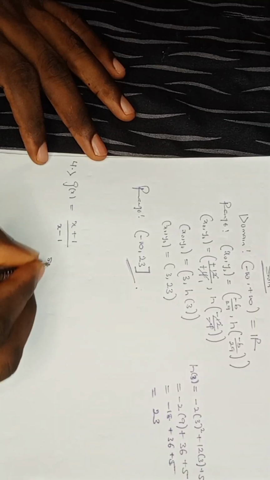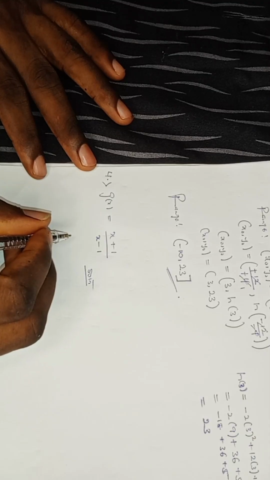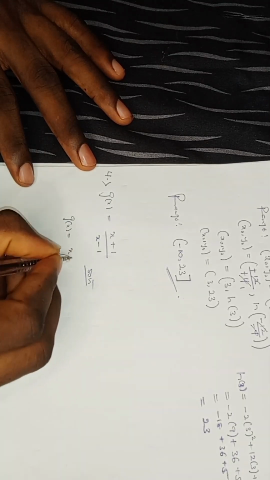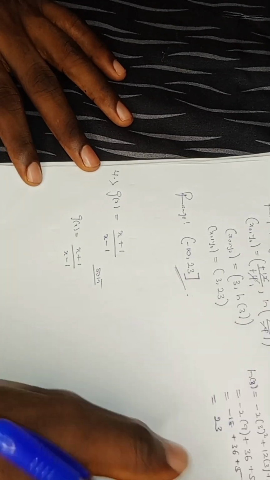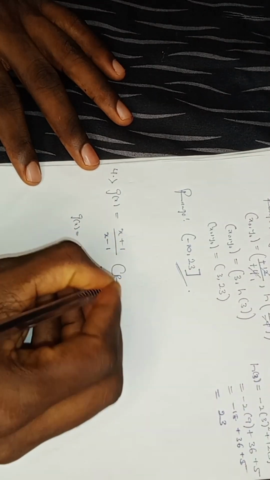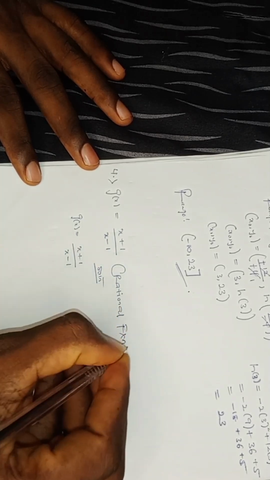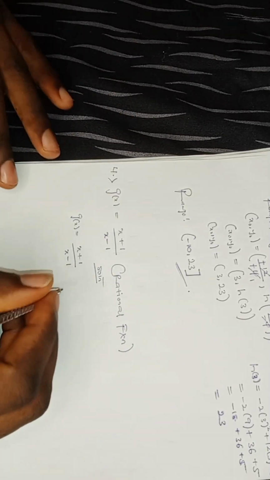So what about number 4? Solution for number 4. Number 4 says that g of x is equal to x plus 1 all over x minus 1. So we have g of x equal to x plus 1 all over x minus 1. What do we do? This kind of function is called what? A rational function. So how do we work with rational functions? How do we work with it?